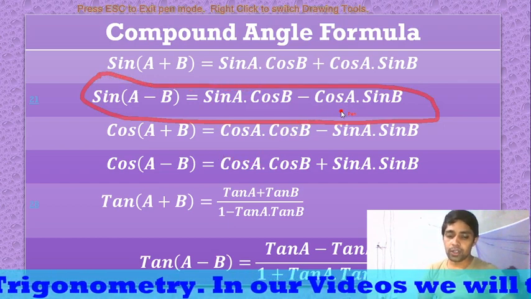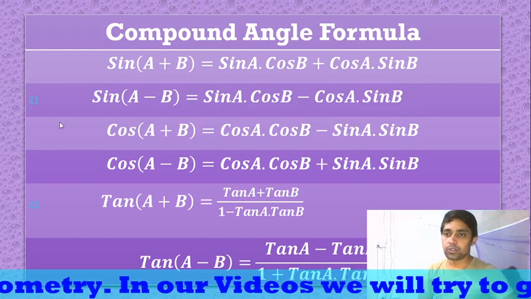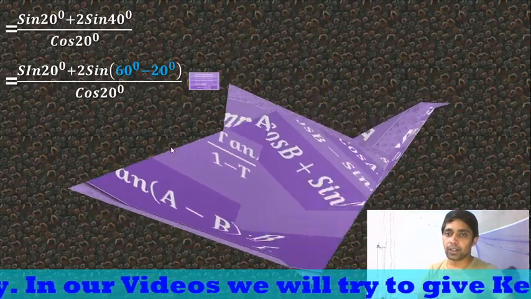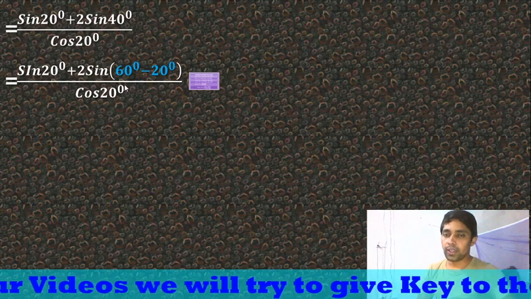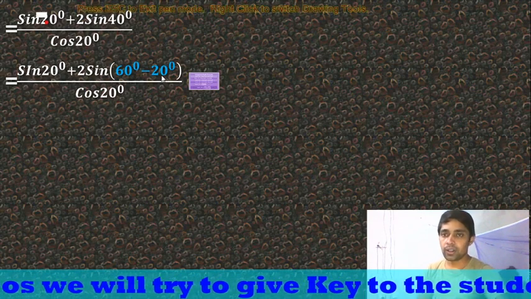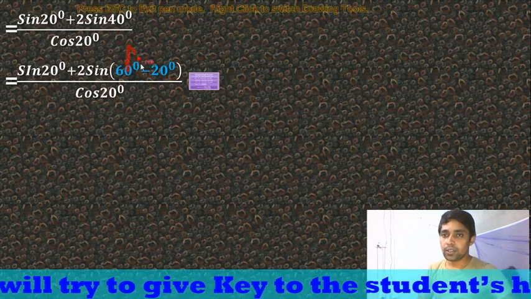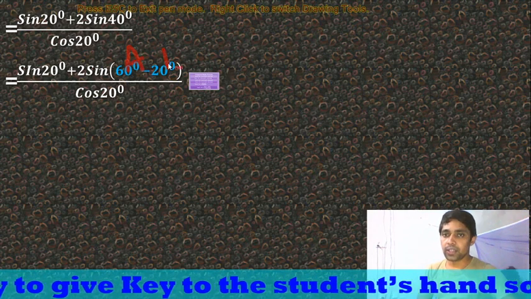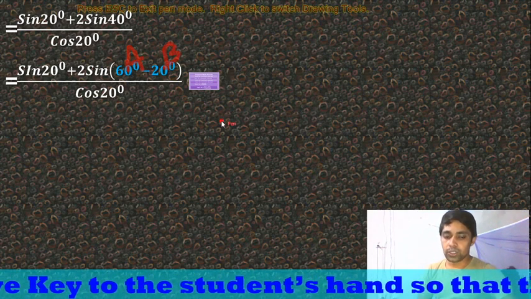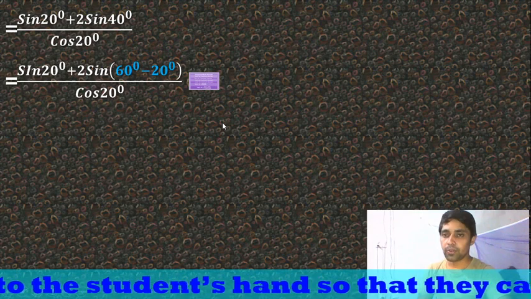This formula will use there, and we'll substitute values. We'll keep their angles as it is. We have A as a 60 degree and B as a 20 degree. So this will replace and will apply formula here now.